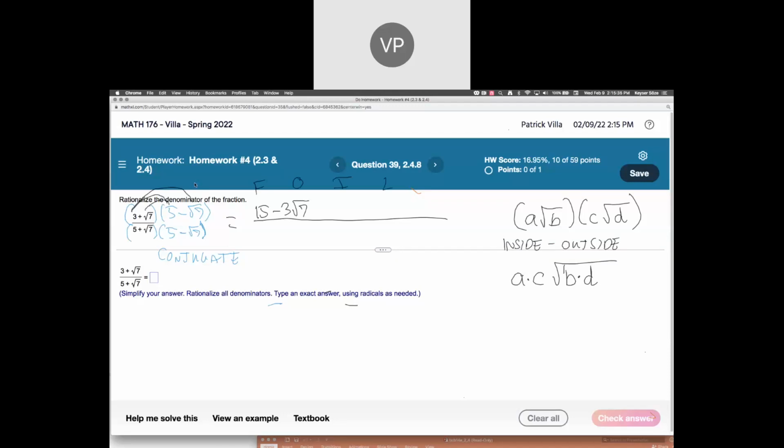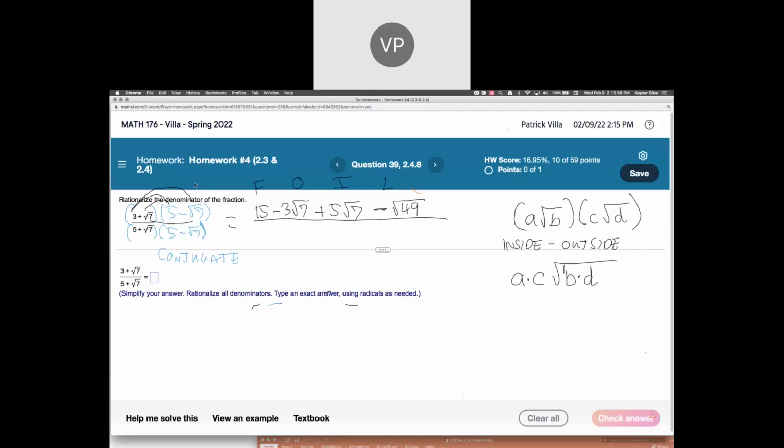Okay, doing the inside. We get 5 on the outside, 7 on the inside, and there's a positive, so that's going to be a 5 root 7. And the last, we have a negative times a positive. That's a negative. And both those numbers, they're both inside, so you multiply them inside. That's where the 49 comes from.